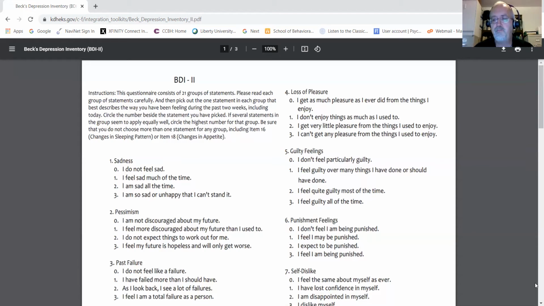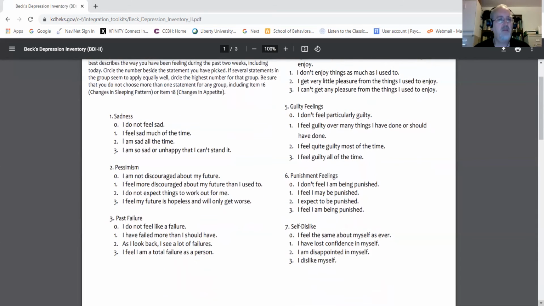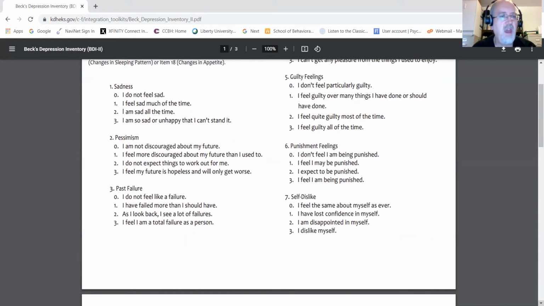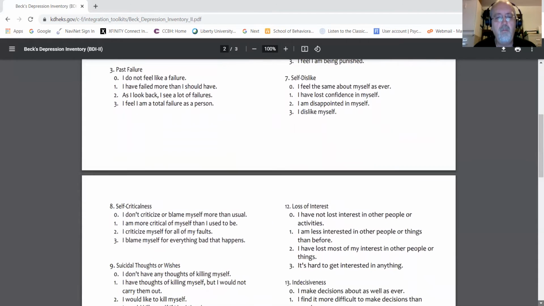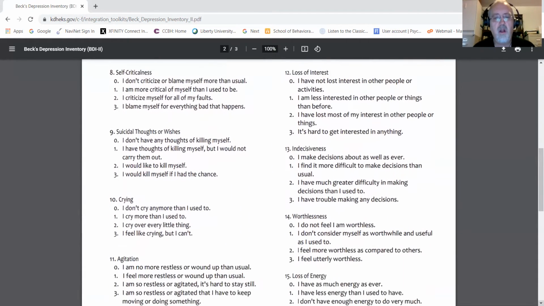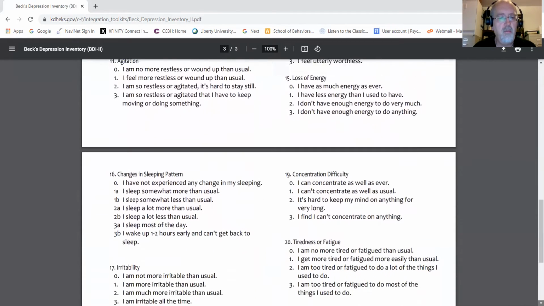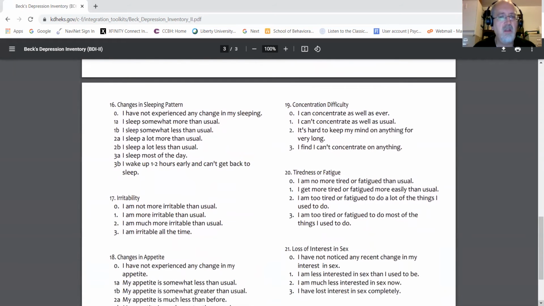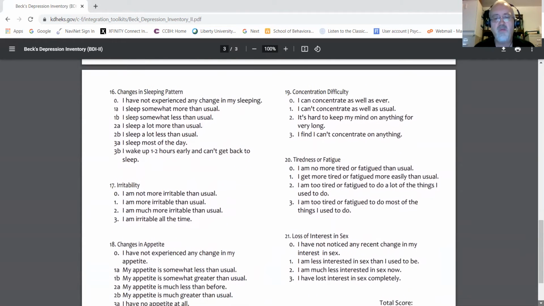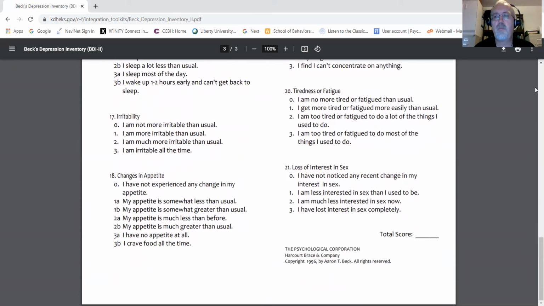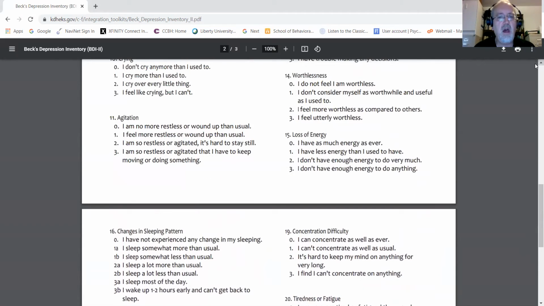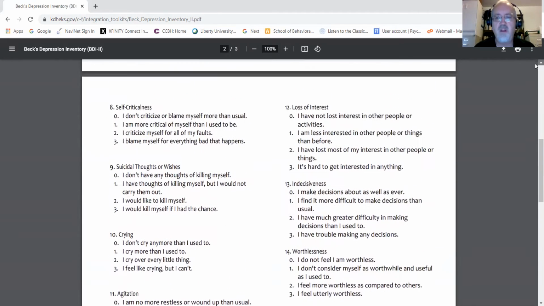And you see some of the items there. Sadness: I do not feel sad. I feel sad much of the time. I am sad all the time. I am so sad or unhappy that I can't stand it. And then some other ones: worthlessness is number 14, loss of energy, irritability, changes in appetite. So as you go down through the 21 items, you see the different symptoms that are associated with depression.